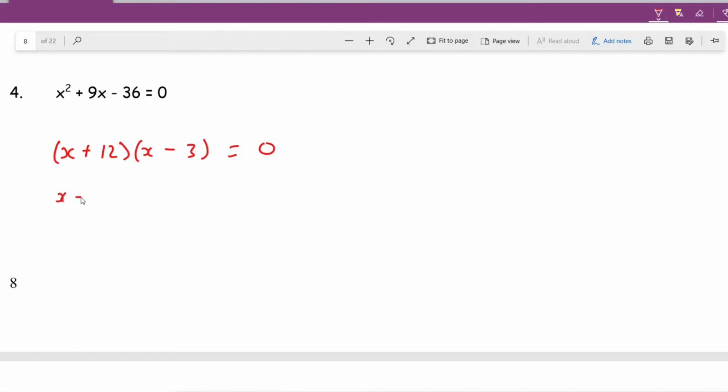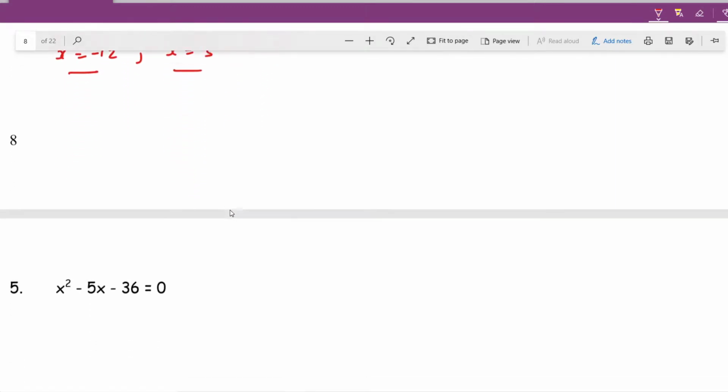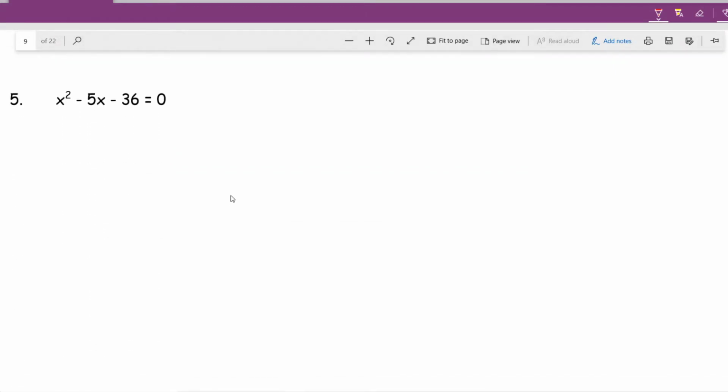So x can equal minus 12 in this case. In this case, when will that equal 0? When x is equal to 3. It's always the opposite sign. Let's go into question 5. Now you should be getting the hang of this now.